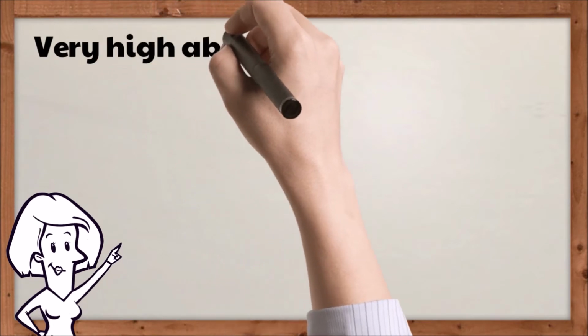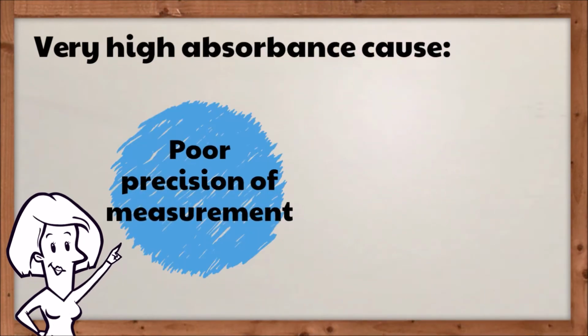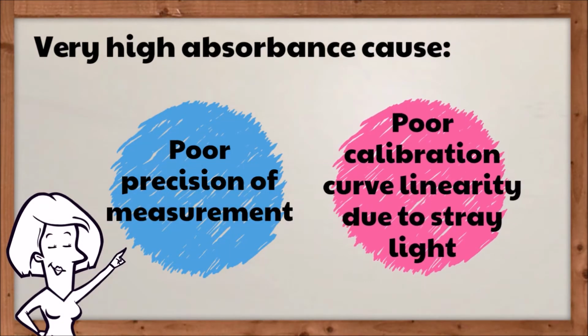Very high absorbance will cause two problems. First, the precision of measurement is poor because the concentration of the caffeine is too high and causes the transmitted intensity to be so low. Secondly, the calibration curve linearity is poor due to stray light. The effect of stray light can be reduced by taking the readings at a wavelength where the absorbance is lower or by using a non-linear calibration curve fitting technique.